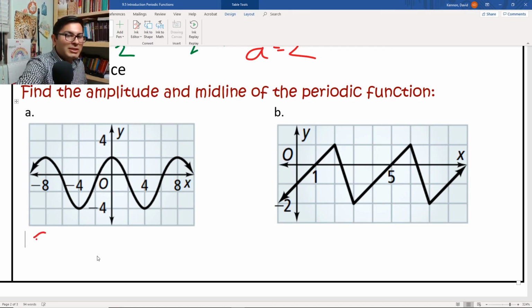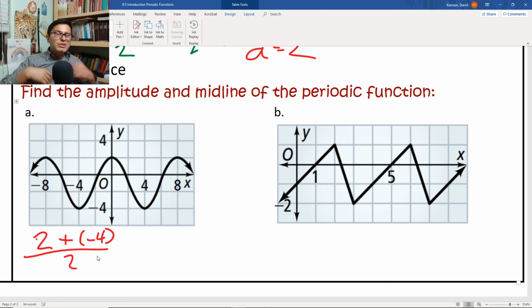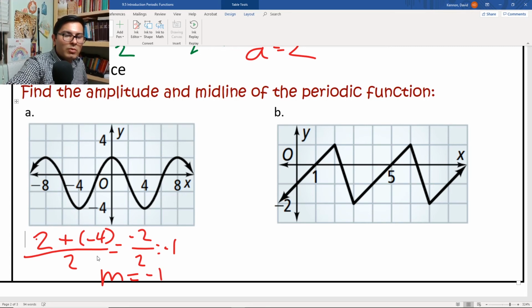So I'm going to write 2 plus my minimum. Well, what is my minimum? It looks like that's going to be -4, so I'll say -4, and we're going to divide that by 2 because we're averaging out the top and the bottom. So let's see what this equals. 2 plus -4 is -2, of course, and then dividing that by 2, that's going to equal -1. So in this case, my midline is going to equal -1, but we also have to find our amplitude.